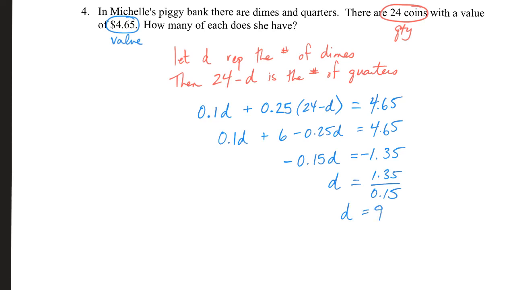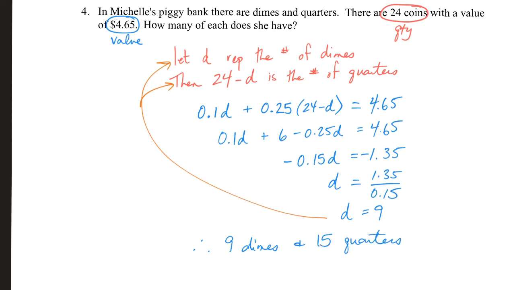We just have to make sure that we answered the question. So the question said, how many of each does she have? All I've solved for right now is my number of dimes. That means that I need my number of quarters. And so with a quick calculation of 24 minus 9, I'm going to get to 15. Therefore, we have 9 dimes and 15 quarters. There we go. So hopefully we did okay on that one.